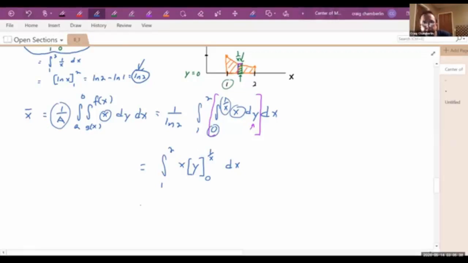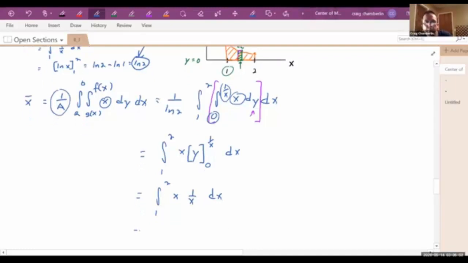Now, fundamental theorem says, oh, I've got to plug in 1 over x for y. And then I've got to subtract off what I get when I plug in the bottom limit, 0 for y, but that's just 0. So I get x on the outside still, times 1 over x dx. And that's just x times 1 over x, that's just 1. So I get the integral from 1 to 2 of 1, or just dx. We don't even have to put the 1 in there.